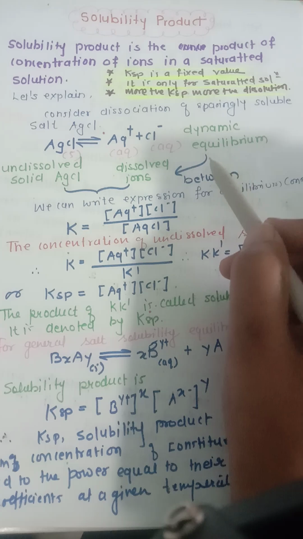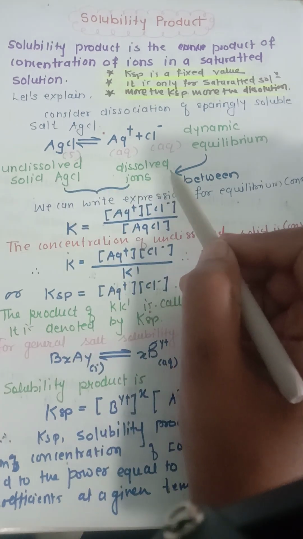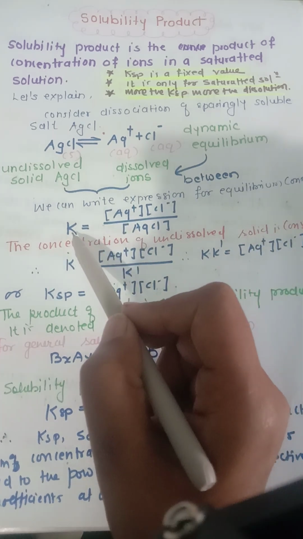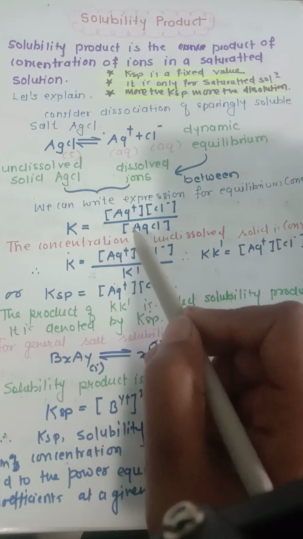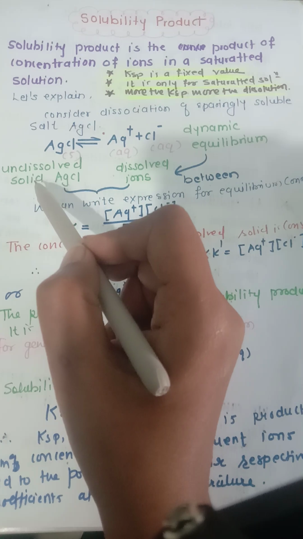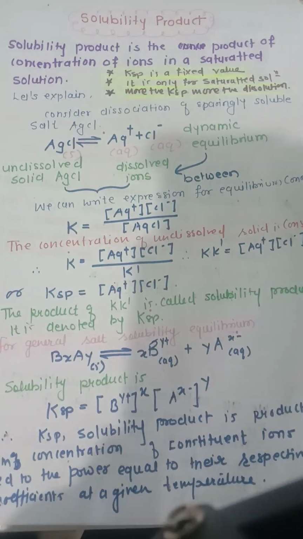Very soon dynamic equilibrium is reached. At dynamic equilibrium, the undissolved solid AgCl concentration is equal to the dissolved ion concentration. So we can write the expression for the equilibrium constant. As we know, the equilibrium constant K is equal to the concentration of products upon the concentration of reactants. As the reactant is a solid, we can take the concentration of undissolved solid as a constant.